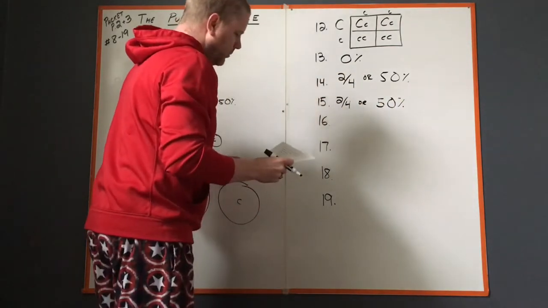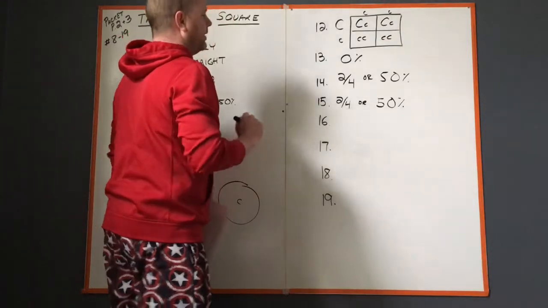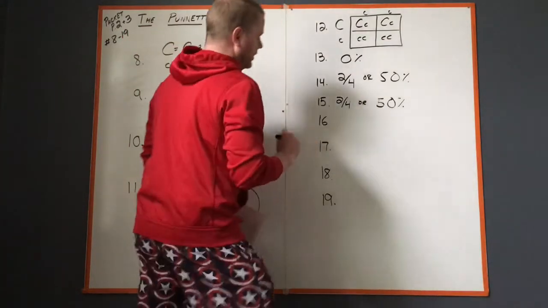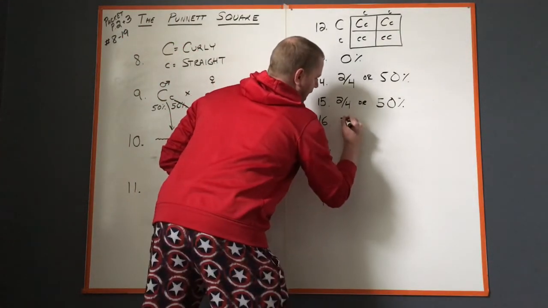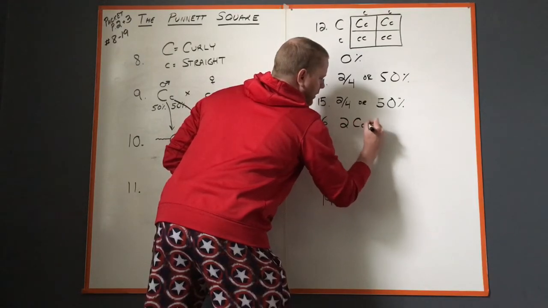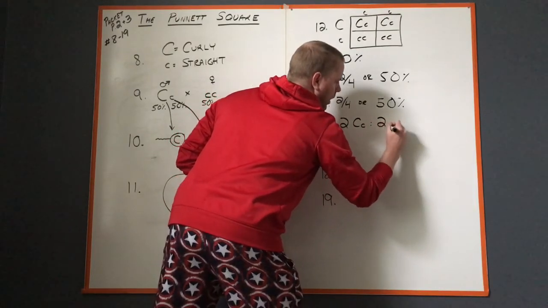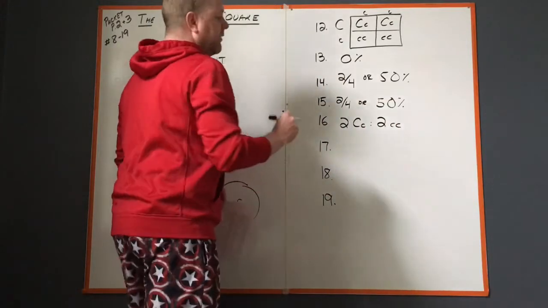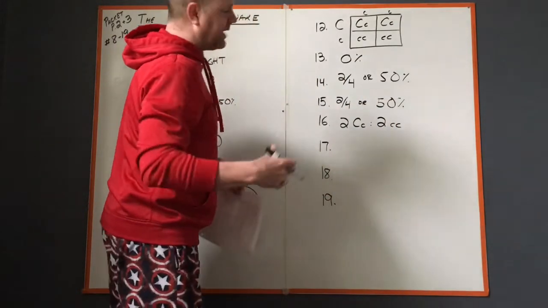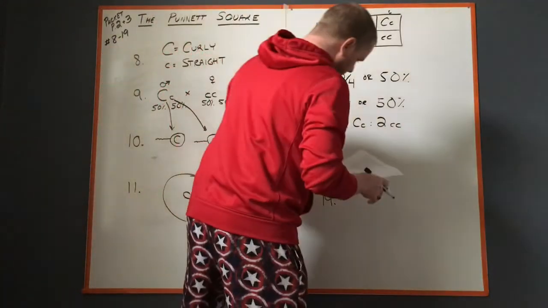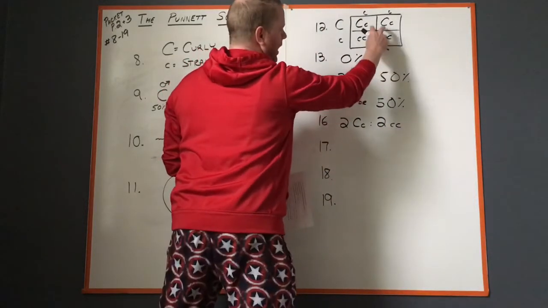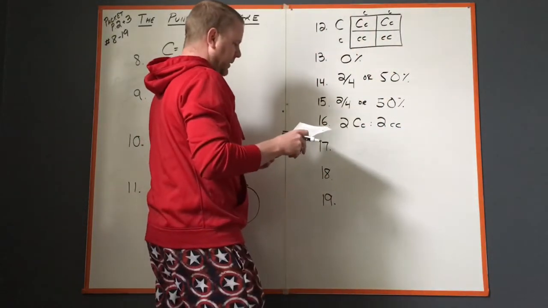Number 16. What is the genotypic ratio? Genotype meaning the letters. So what would we have? Well, we'd have 2 big C, little c's for every 2 little c, little c's. If you want to make that 1-to-1, you can reduce it down. That's fine. I always just leave it because I count 2 and I count 2. So that's why I leave it that way.